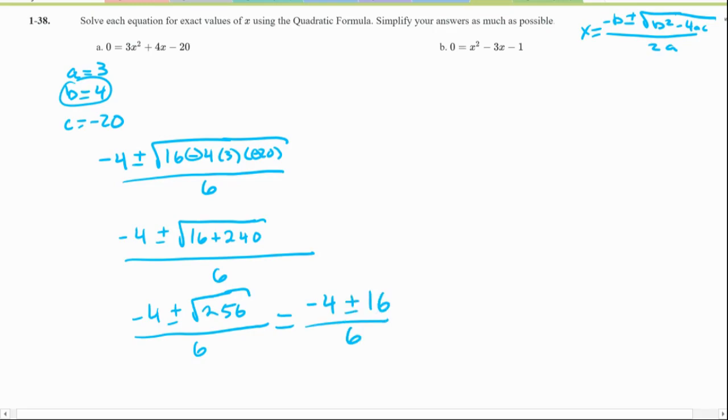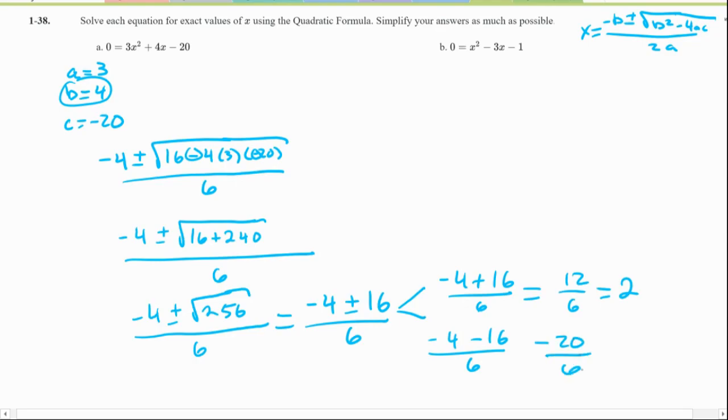Now I'm going to get my two answers. I'll erase this so I have more room on the next one in a second. Negative 4 plus 16 over 6, and negative 4 minus 16 over 6. This becomes 12 over 6, which is 2. This becomes negative 20 over 6, which is negative 10 thirds. So those are my two solutions: x is equal to 2, and x is equal to negative 10 thirds.